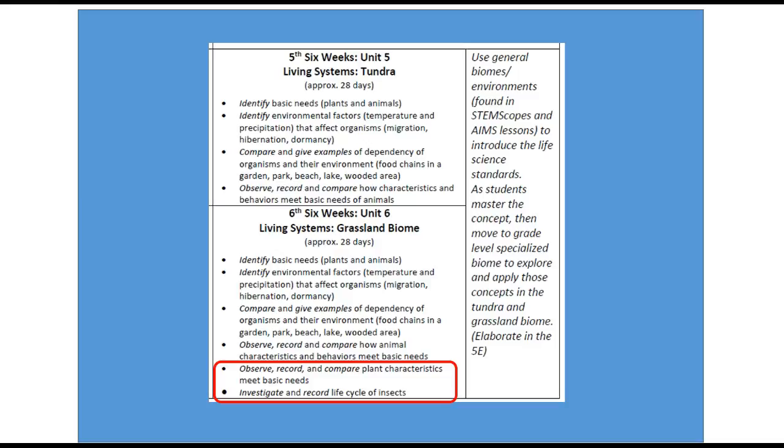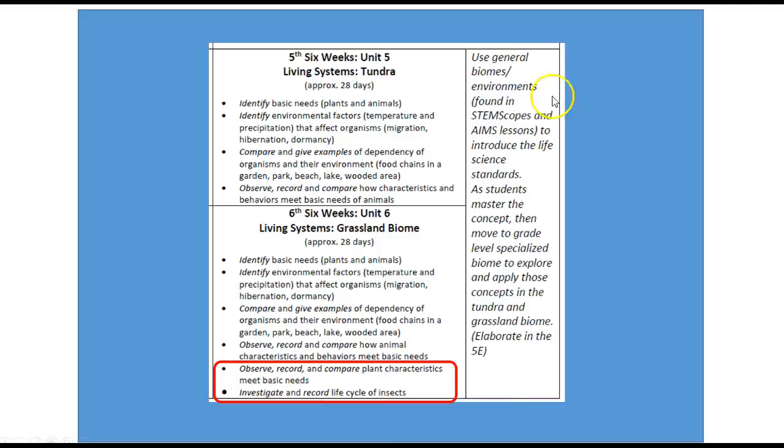And you'll notice in the 6th 6 weeks, there's a box that's red that has highlighted two different standards that are really highlighted mostly in the 6th 6 weeks. So the standard that deals with looking at characteristics and behaviors, we're going to focus mostly on animals in the tundra, and then we're going to come back to that same and really focus on animals, but also plant characteristics. And then we'll be talking about insects when we get to the grassland. So just a couple of things to keep in mind.